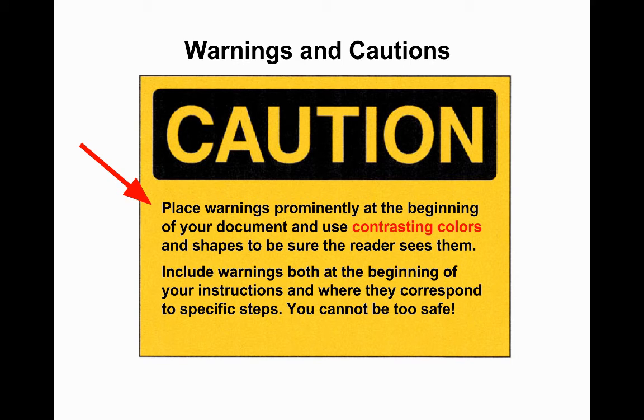Cautions and warnings. You all know about contrasting colors and that the colors that are most often associated with cautions and warnings are oranges and yellows. And the shape that's most often associated with it is the triangle because you see triangular caution signs on roads very often, but even just a rectangle will work fine. The warnings should be placed prominently at the beginning of your document. Yes, there are some things where you will not need a specific warning, but for the most part, just be aware that they're needed.